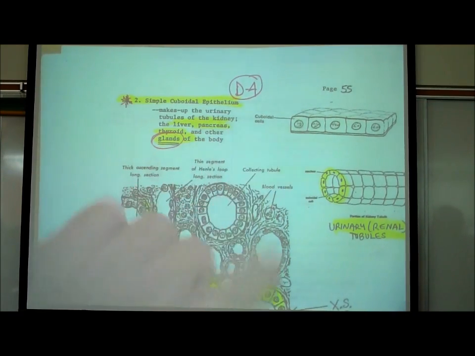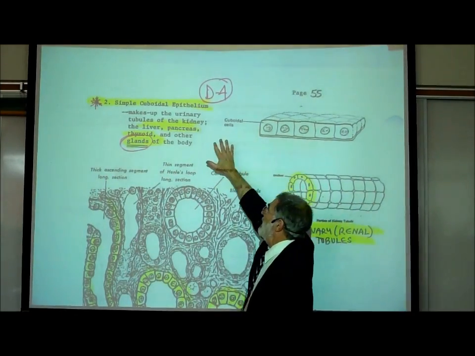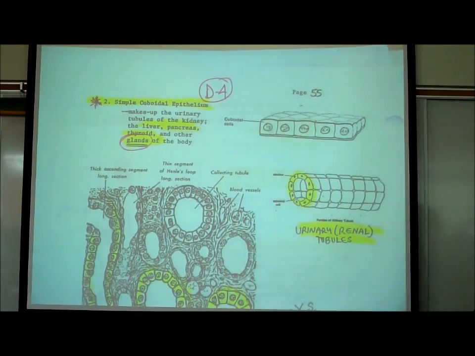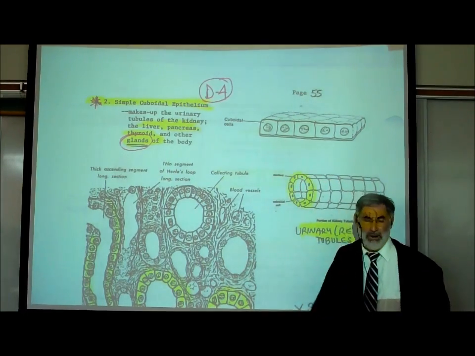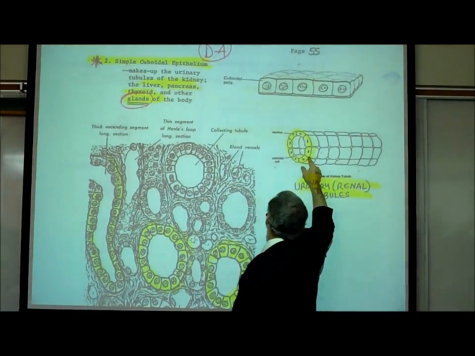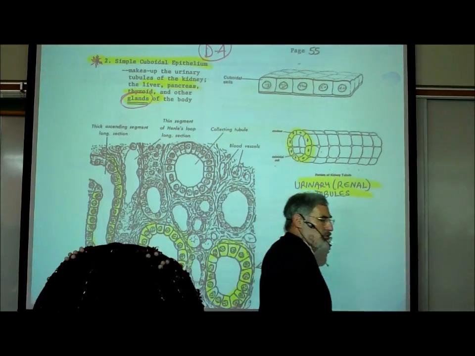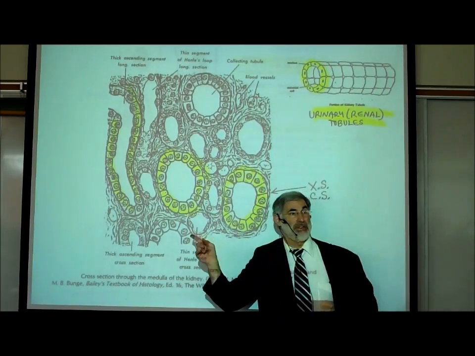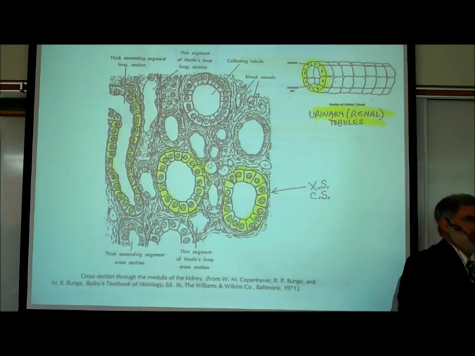The simple cuboidal epithelium either looks like this or it's rolled into a tube shape. Where do we find it? All the glands of the body, salivary glands, thyroid gland, liver, pancreas, which are glands, are cuboidal epithelium. Where do we find simple cuboidal epithelium rolled into a tube shape? We find it in the urinary tubules, the renal tubules of the kidney. If you looked at this last time under the microscope, and it's there again today, it looks absolutely identical to this picture here.